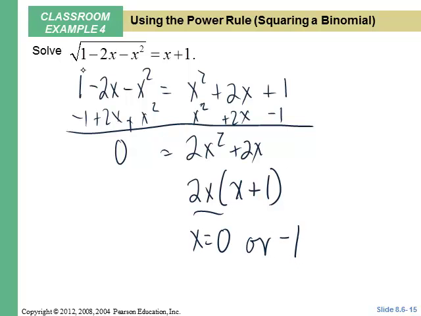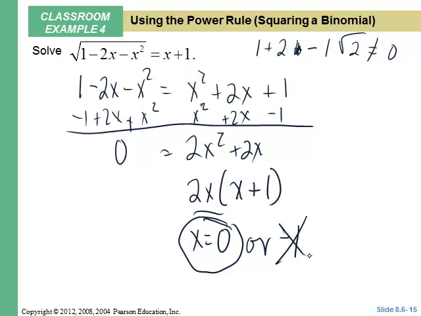Try 0. 1 minus 0 minus 0 is 1. 0 plus 1 is 1. Square root of 1 is 1, so 0 works. And try negative 1. 1 plus 2 minus 1 is the square root of 2, which does not equal 0. So that one doesn't work.